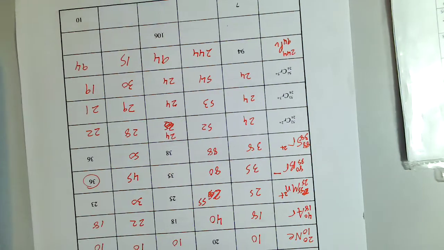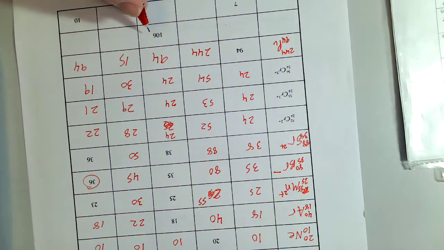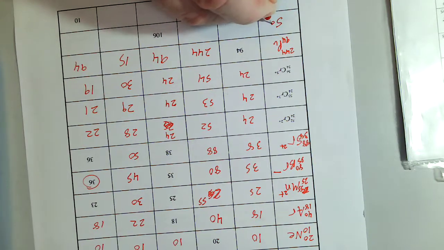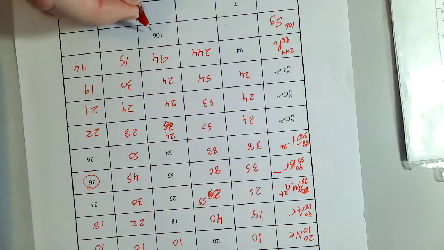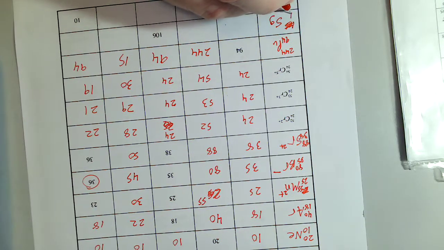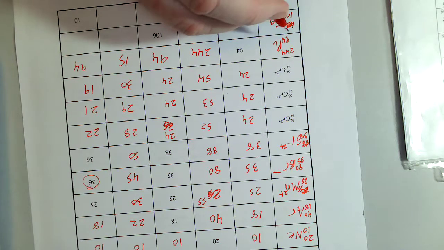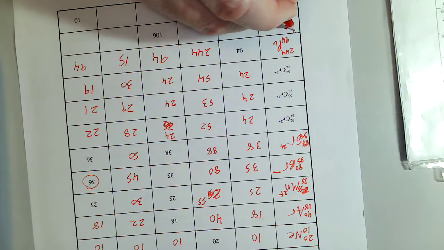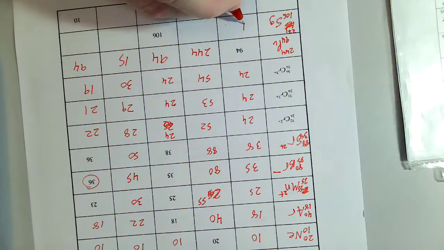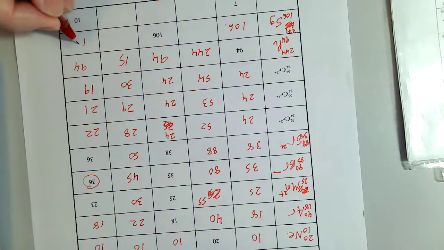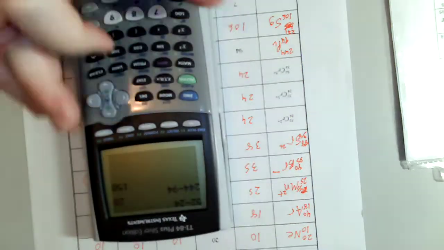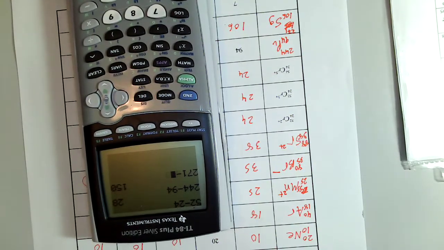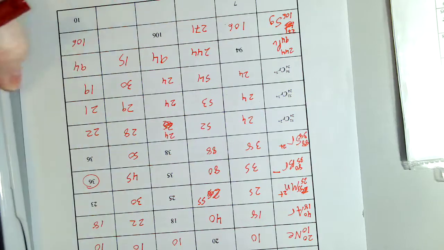A lot of neutrons. 106 protons. That's seaborgium, Sg. And that has a mass of 106. I'm sorry, no, got that backwards. That has an atomic number of 106. And 271. Wow. 271 minus 106. That gives me 165.